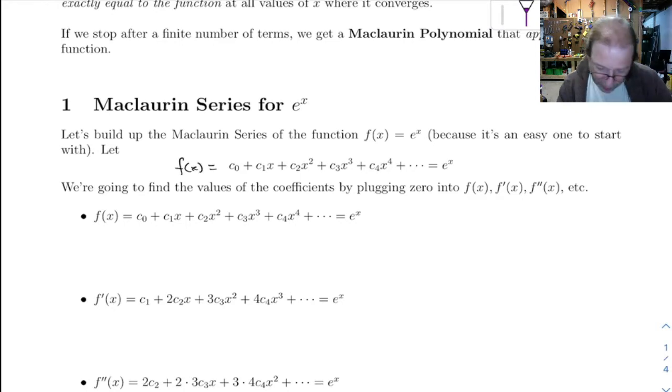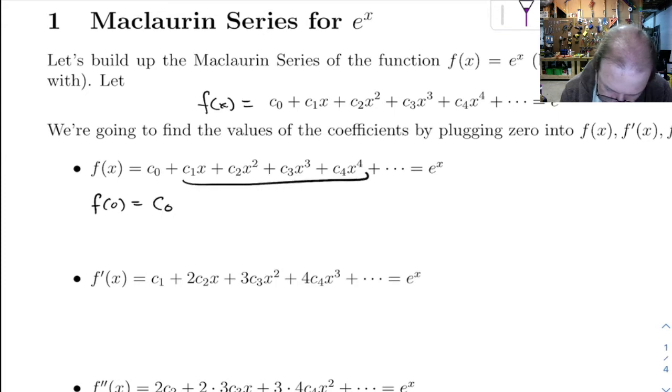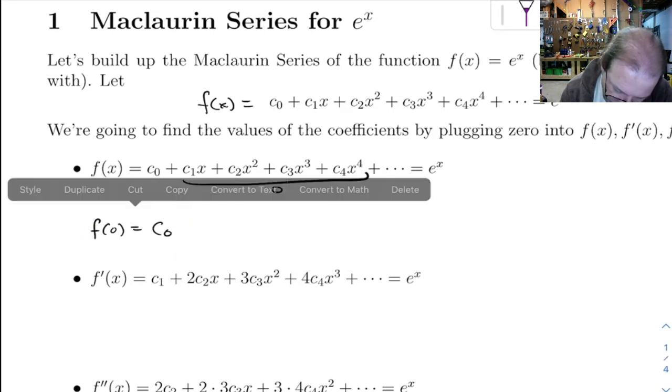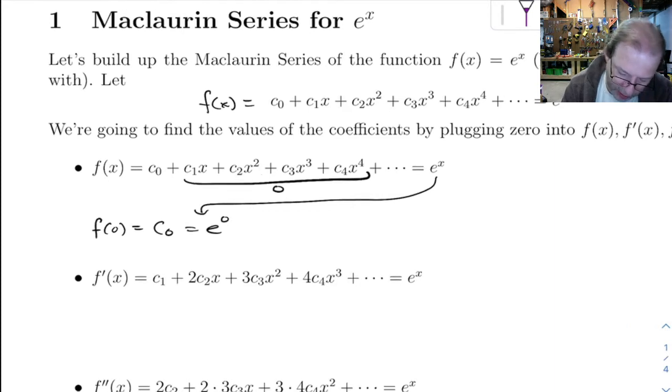All right, so first up, let's look at this. If we take this one and we find f of 0, that's going to give us c sub 0, but then all the rest of these terms are going to just be 0. So over here on this side, we've got f of 0 equals c0. And from this side over here, we get it's equal to e to the 0. So e to the 0 is 1. So that gives me my first coefficient.